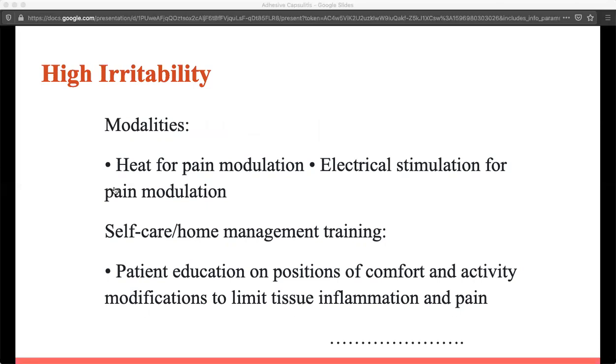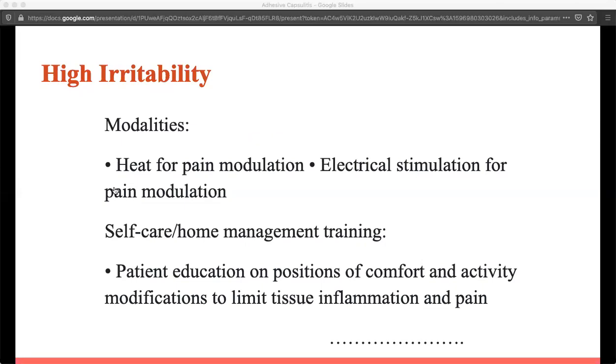So patients with high irritability, you want to start with heat for pain modulation, electrical stimulation, so IFT, TENS. You put them on a self-care home management exercise program, which we'll talk about later at the end. This is just to give an idea of how you will treat a patient with high irritability differently from one with moderate or low irritability. You have a different approach towards each patient.